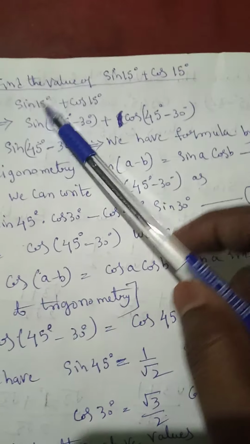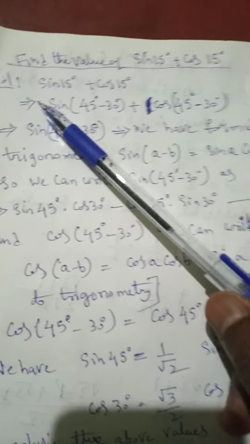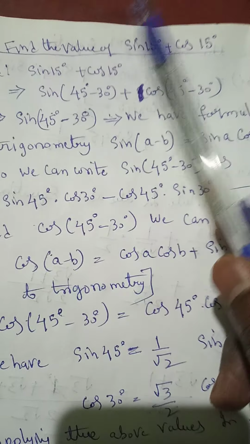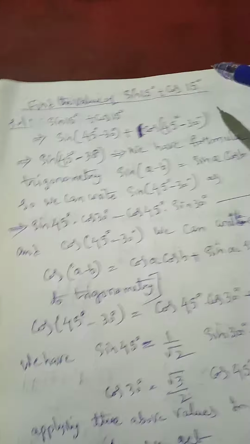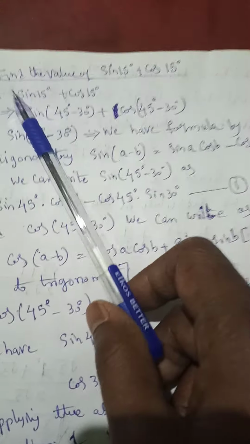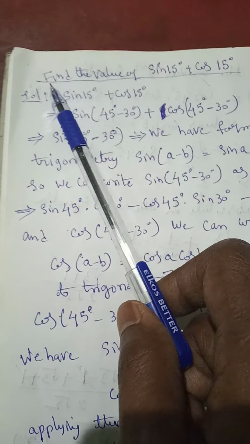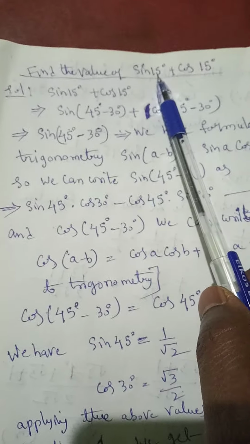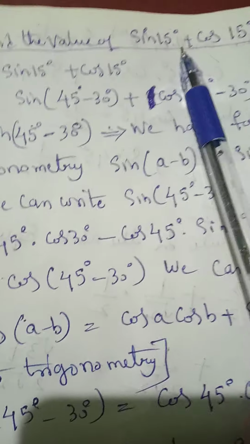Hi viewers, in this video we learn trigonometry. So in trigonometry I took one question and I will explain how we get the answer. Okay, so I am explaining the question. Find the value of sine 15 degrees plus cos 15 degrees. So this is the question. Okay, I will explain the solution.